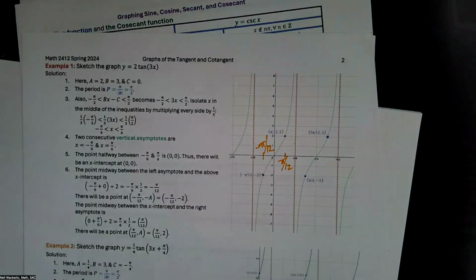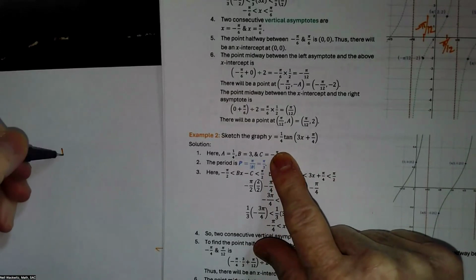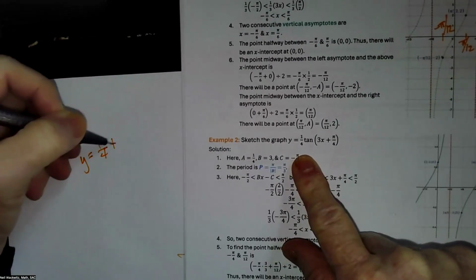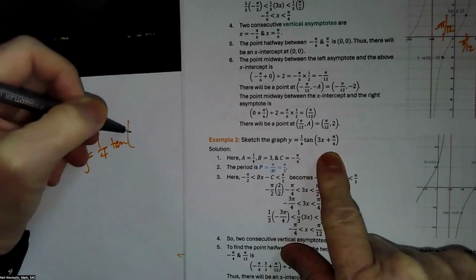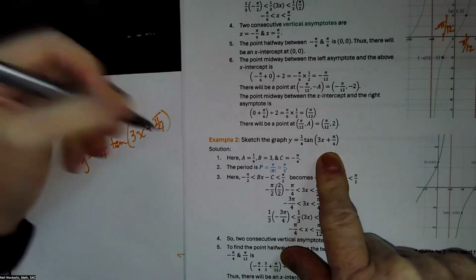Well, that was too easy. Let's do another one. Let's graph y is equal to 1/4 tangent 3x plus pi over 4. Okay.